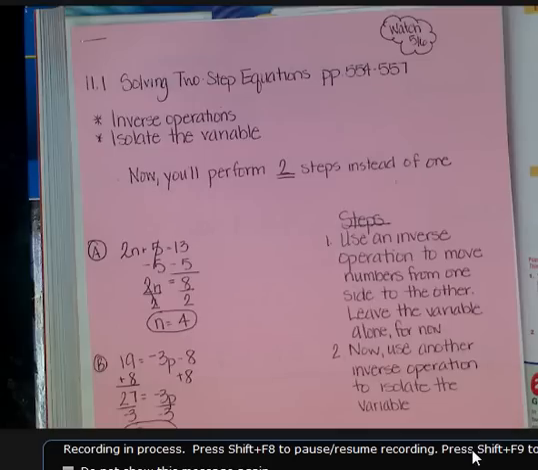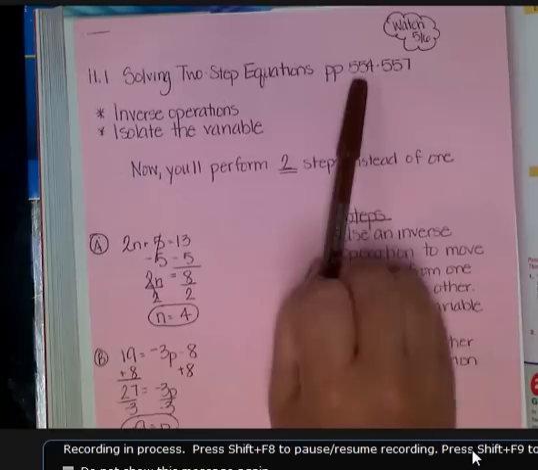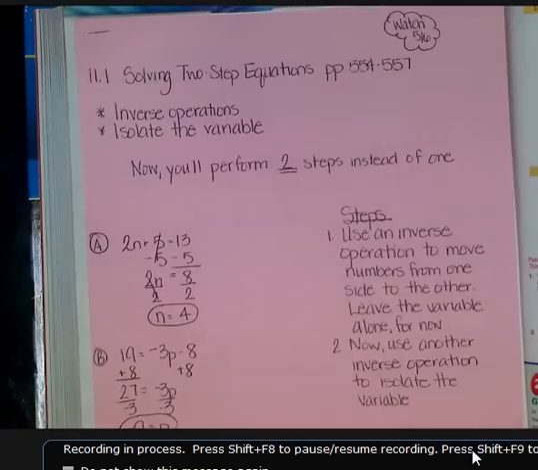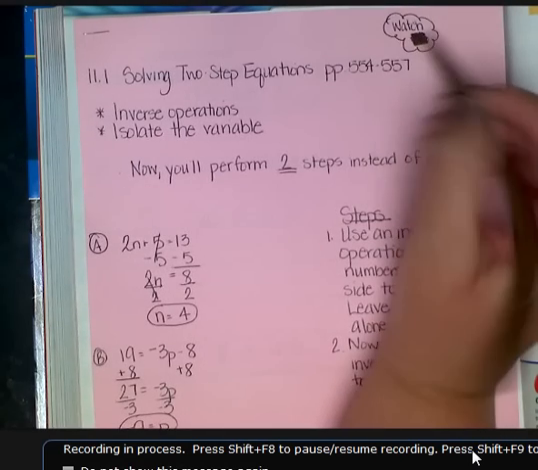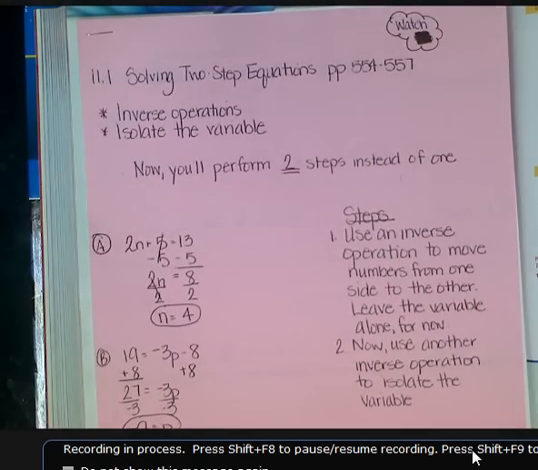Today's lesson is Chapter 11, Lesson 1. It's on pages 554 through 557. I had originally thought we were going to watch this on May 6th. I think I've changed that.